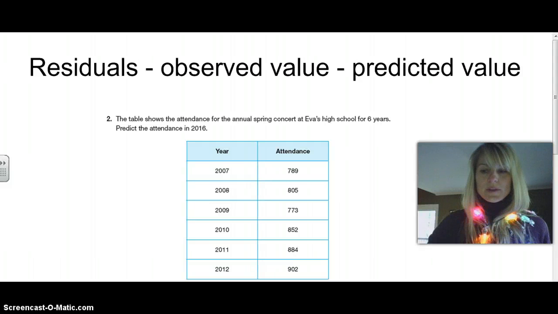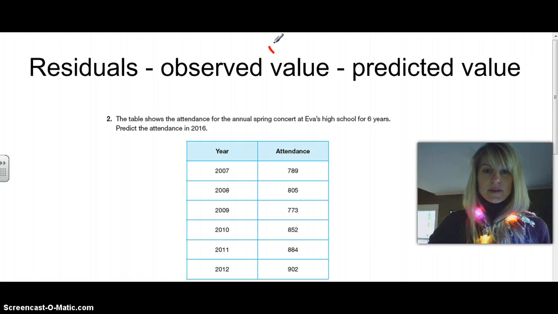Okay, so I want to spend a little more time looking at residuals. We just sort of touched on it, and we hit it a little bit harder. We talked about residuals before. Residuals are the observed value of your y minus your predicted value of your y. So we kind of need to understand what that means.